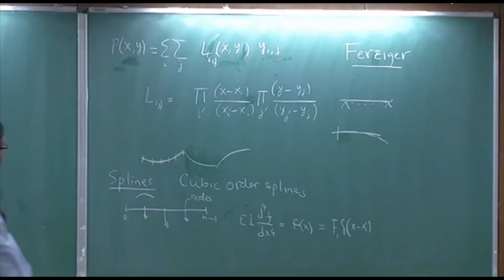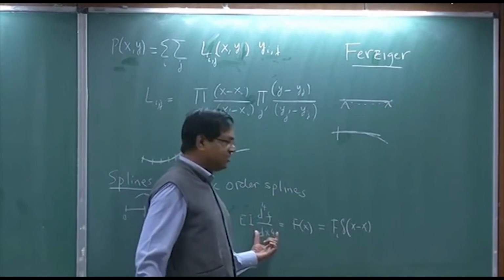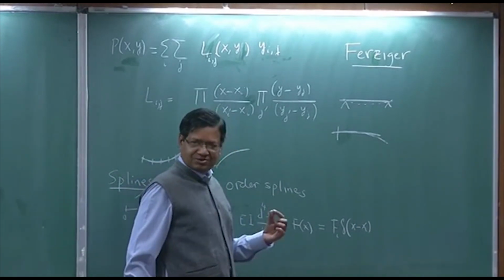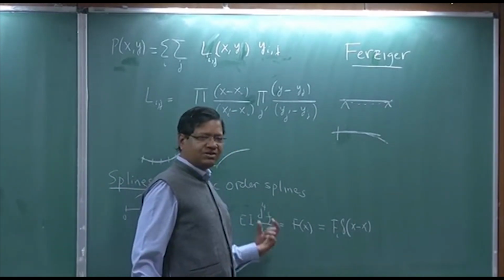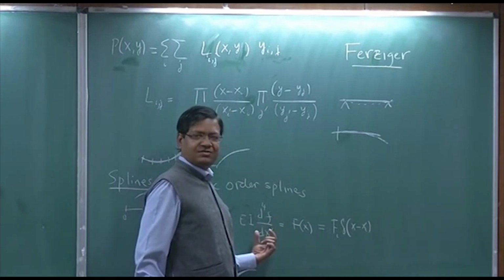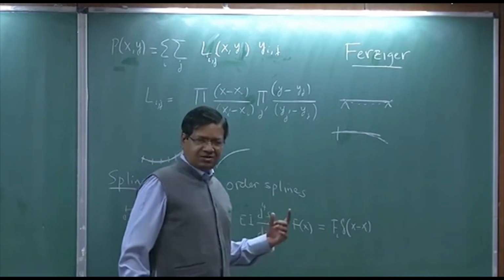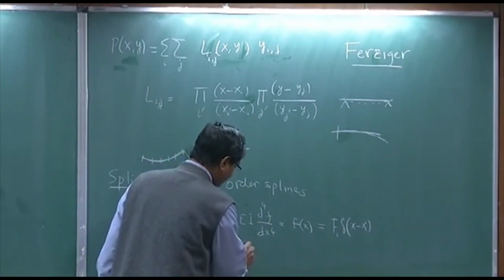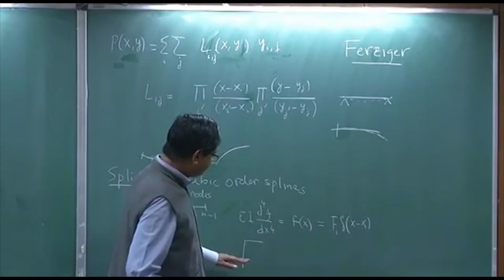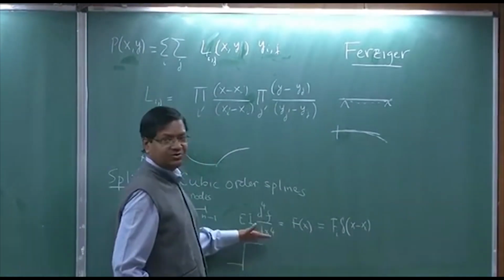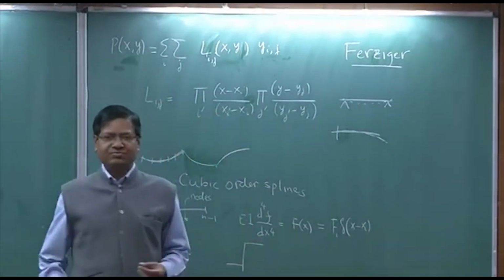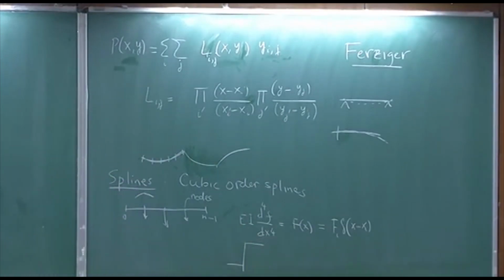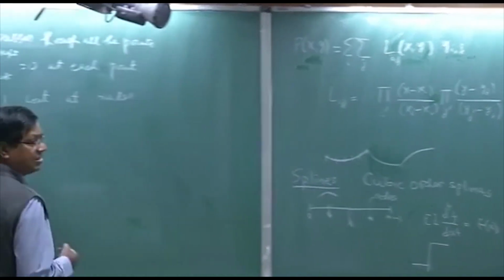So what can you say about the fourth order derivative? It is a delta function at those points. So what can you say about the third order derivative? Third order is a step function. So it is constant to the left and constant to the right of each node. So the second order derivative must be linear.